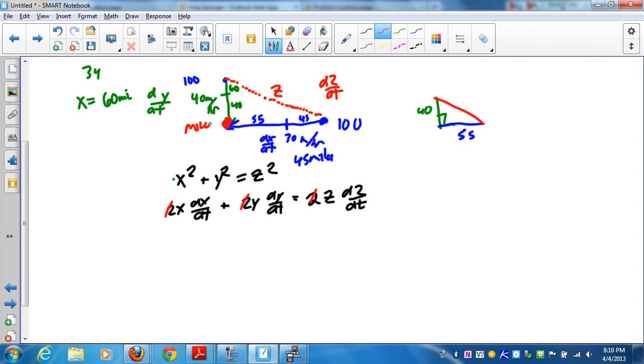X is equal to this, the blue one is x, right? So let's see if we can keep the color straight. We have 55, and dx dt is equal to what, 30? Plus y, the green car, is 40 miles away, right? And he's traveling at 40 miles an hour, dy dt.